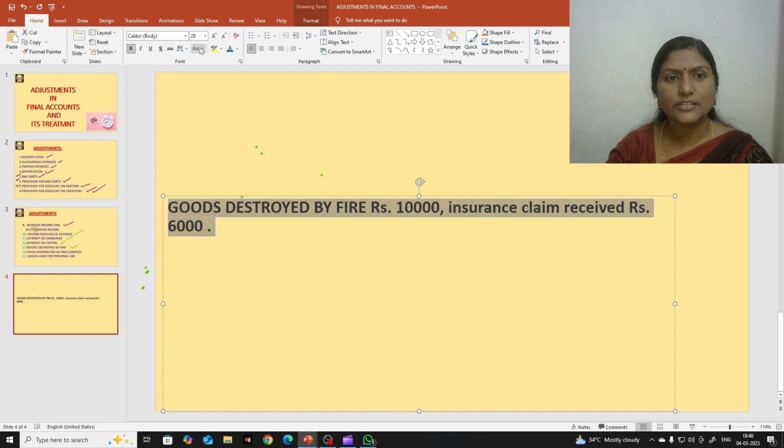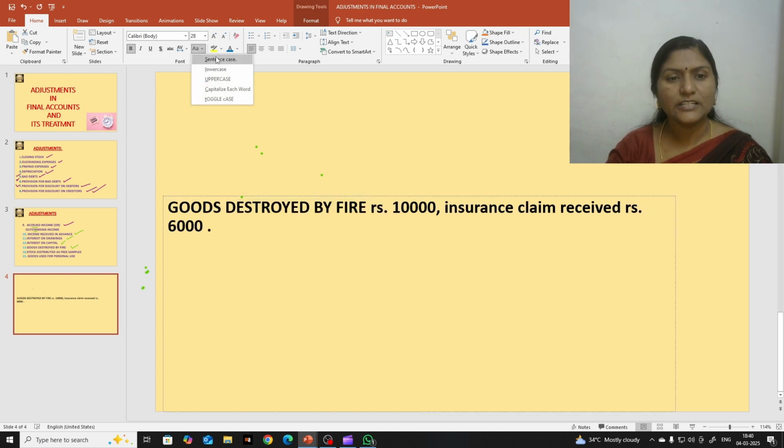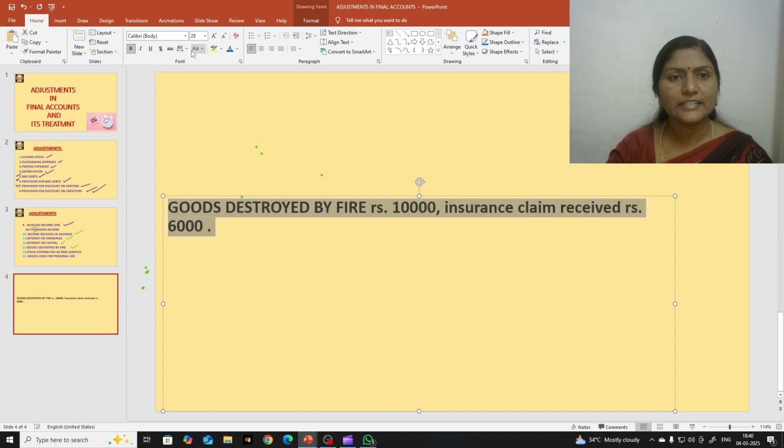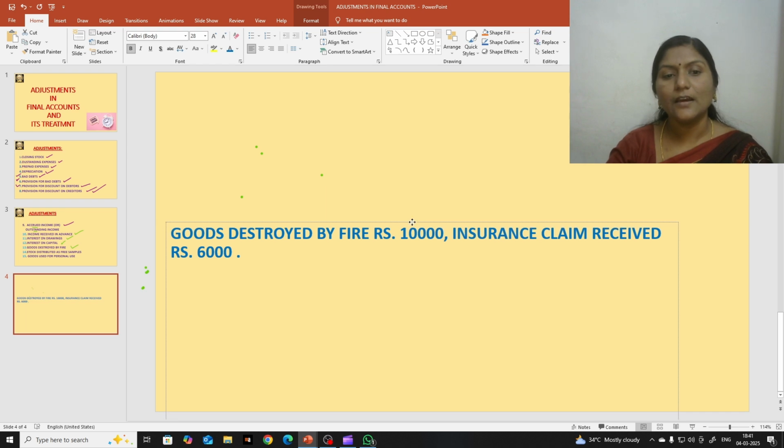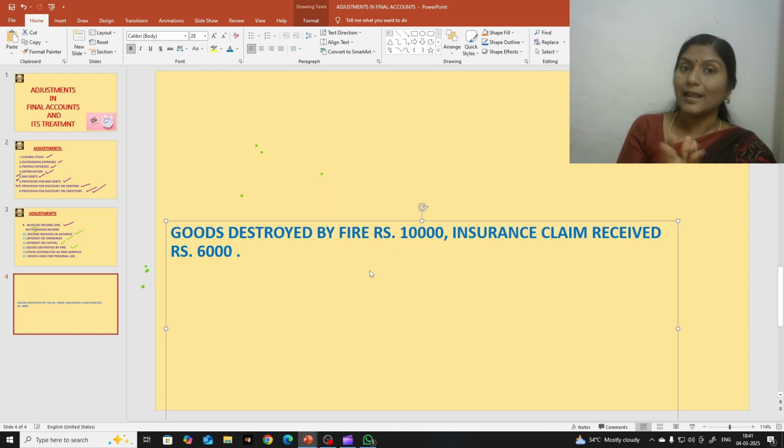how much goods destroyed by fire? That is 10,000 students. Goods destroyed by fire is 10,000. Okay, and next, insurance claim received is how much? Insurance claim received, that is 6,000 rupees. So total goods destroyed by fire is 10,000, and insurance claim they are receiving 6,000 rupees. Okay, total loss is 10,000.